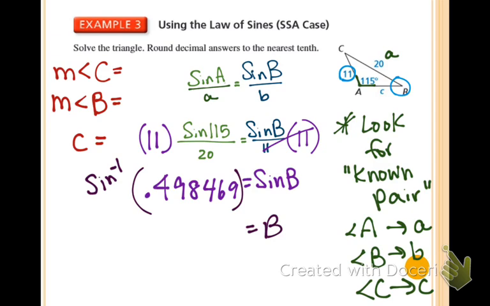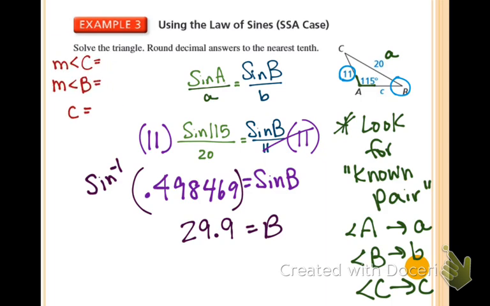Are we all okay with using ANS? Round to the nearest tenth. What do we get? 29.9. So what did we just find? Angle B is 29.9. We are going to use that in a second. Angle B is 29.9.